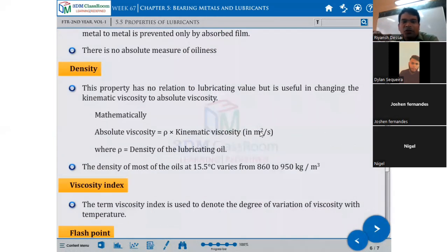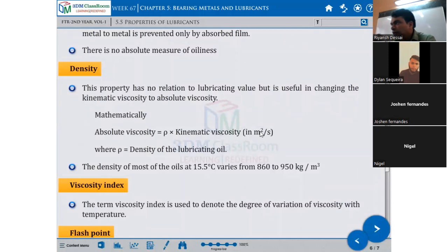Next, density is another property of a lubricant. This property has no relation to lubricating value, but it is useful in changing the kinematic viscosity to absolute viscosity. Suppose you want to convert kinematic to absolute viscosity, this density is required.